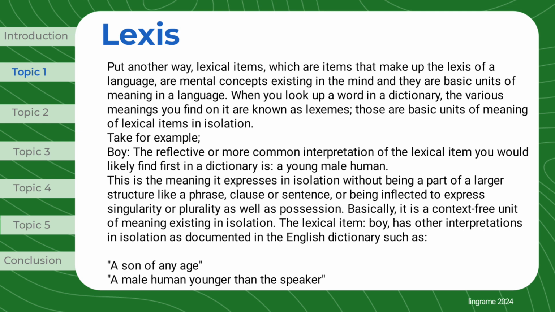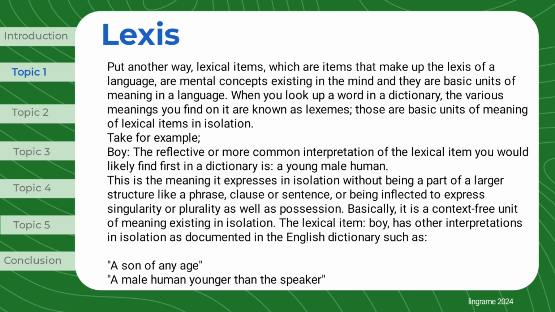When you look up a word in a dictionary, the various meanings you find on it are known as lexemes. Those are basic units of meaning of lexical items in isolation. Take for example, boy. The reflective or more common interpretation of the lexical item you would likely find first in a dictionary is, a young male human. This is the meaning it expresses in isolation without being a part of a larger structure like a phrase, clause or sentence, or being inflected to express singularity or plurality as well as possession. Basically, it is a context-free unit of meaning existing in isolation.